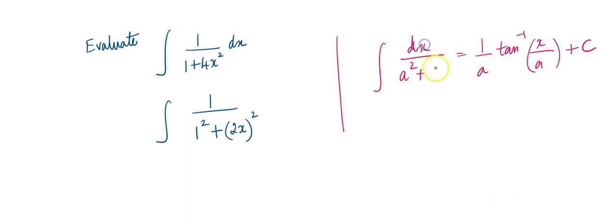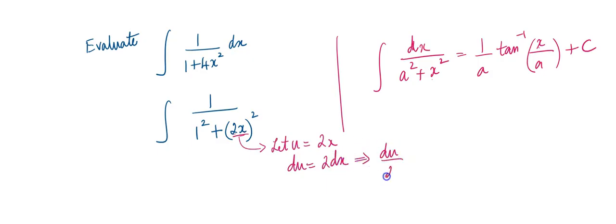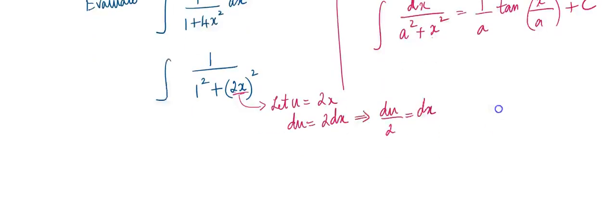If it is x, everything has to be x, right? So I have an x here. So this will be easy for us to compare. Is it an actual exact x? No, it has a 2x. So this one must be, let u be equal to 2x. du is 2 dx, which implies du over 2 is dx.